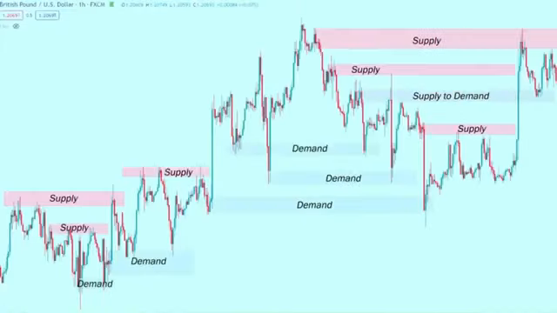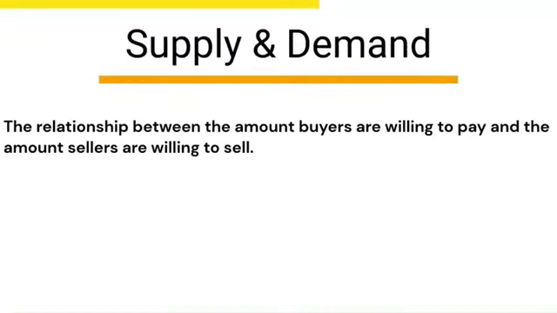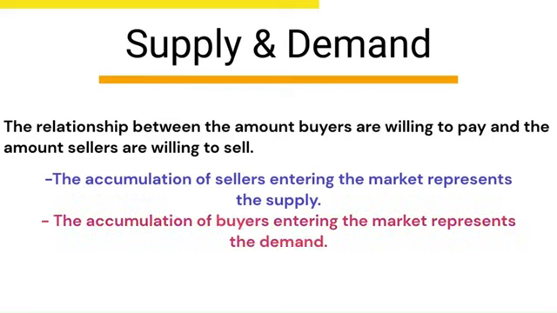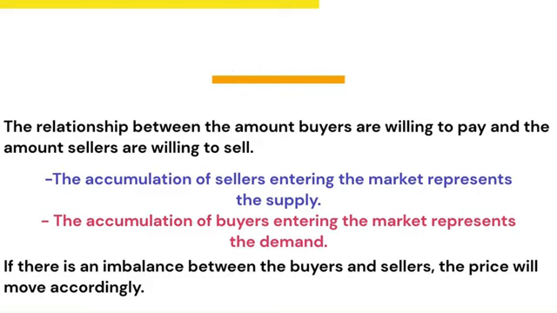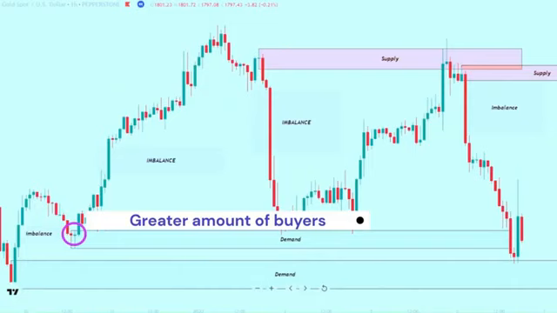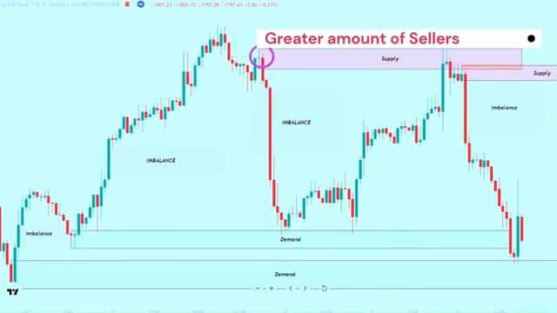Prices move due to the law of supply and demand, which is the relationship between the amount buyers are willing to pay and the amount sellers are willing to sell at any given time. The accumulation of sellers entering the market represents the supply, while the accumulation of buyers entering the market represents the demand. If there is an imbalance between the buyers and sellers, the price will move accordingly. For example, if the amount of buyers entering the market is greater than the amount of sellers, the price will rise. Conversely, if there are more sellers than buyers, the price will fall.